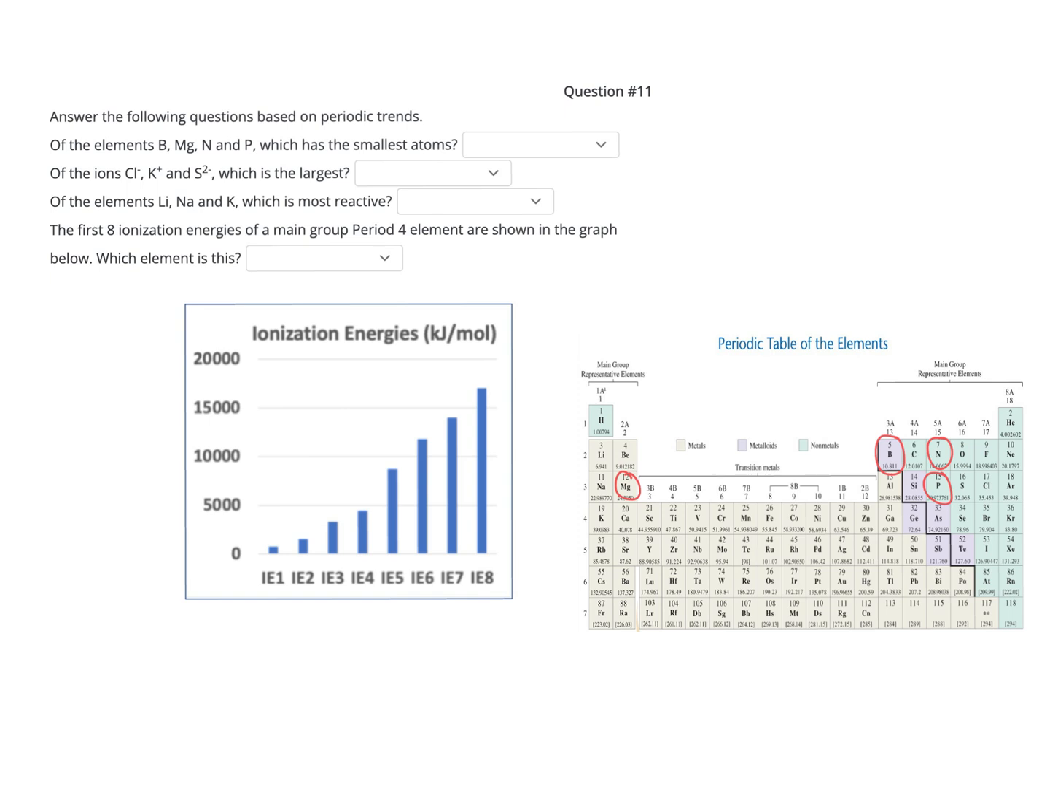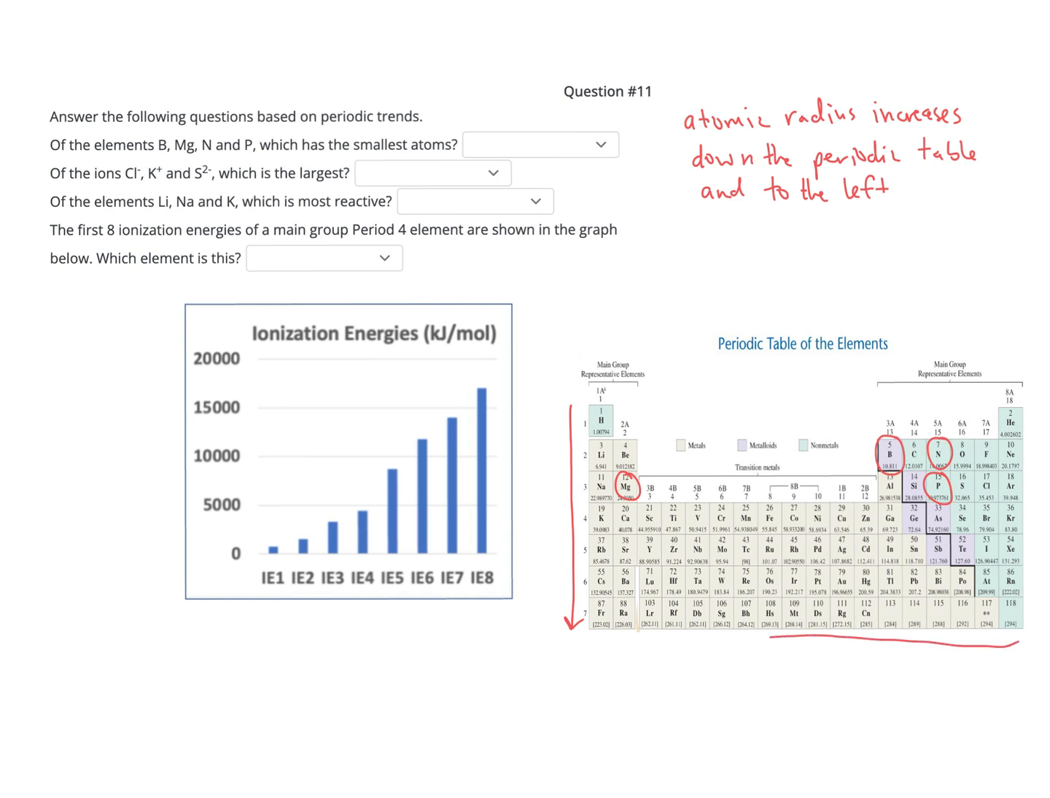And so what happens as we move across the periodic table, atomic radius decreases as we move left to right. But as we move down the periodic table, atomic radius increases. So our atomic radius increases down the periodic table, and it also increases to the left on the periodic table. So we would expect to find the largest atomic radius way down here.